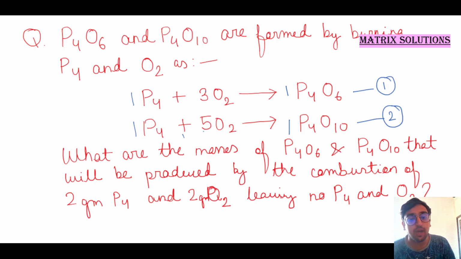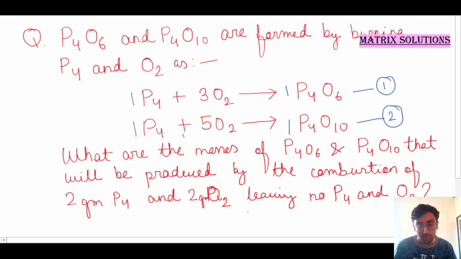P4O6 and P4O10 are formed by burning P4 and O2 as in the two following reactions we have discussed. What are the masses of P4O6 and P4O10 that will be formed by the combustion of 2 gram of P4 and 2 gram of O2, leaving no P4 and O2? It is a very important statement, leaving no P4 and O2.